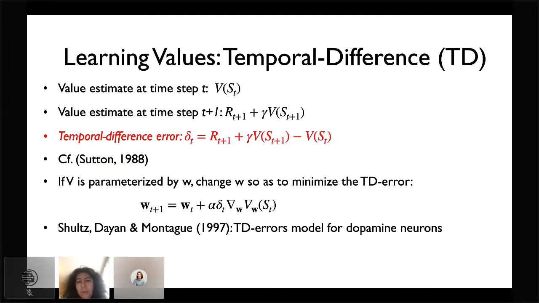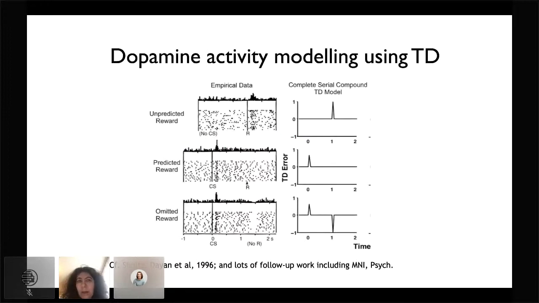Schultz, Dayan, and Montague have shown that these TD errors are actually a very good computational account of the activity of dopamine neurons in the brain. This is something that may be familiar to people in the neuroscience literature. I'm not going to have much time to talk about this, but the basic idea is that if you observe the activity of several dopamine neurons, represented as dots in these lines in the figure, the TD errors would say that if a reward happens unexpectedly, without any stimulus or the animal being conditioned, you're going to see a spike in dopamine. And this is both predicted by the model and corroborated in the biological activity of these neurons.